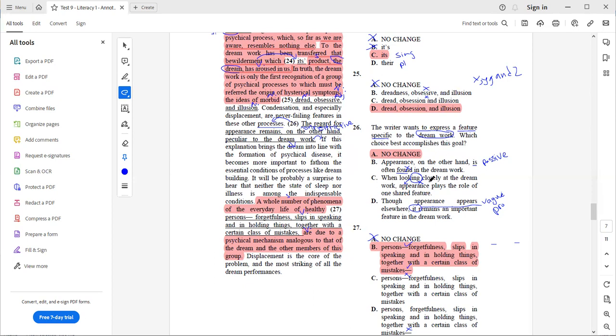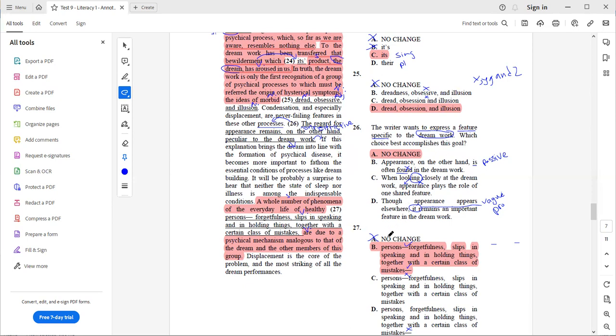C. When looking closely at the dream work, appearance plays the role of one shared feature. Do you remember when I told you that this is a modifier? Yes, we said that the modifier must modify what comes after the comma. How does looking modify appearance? So this is wrong.